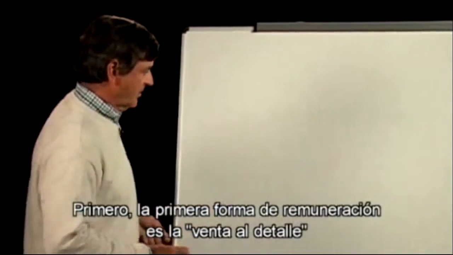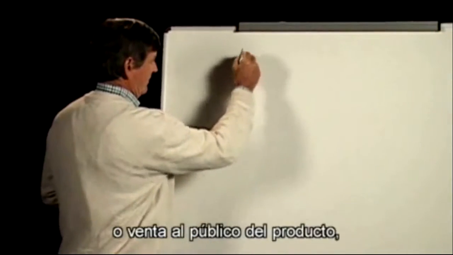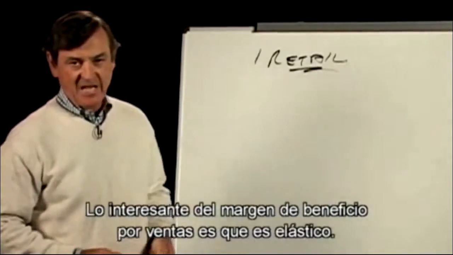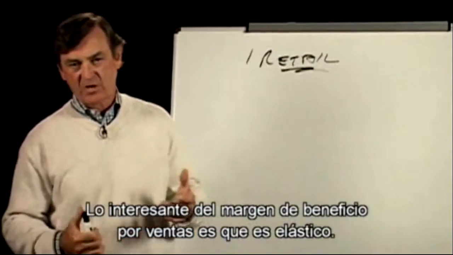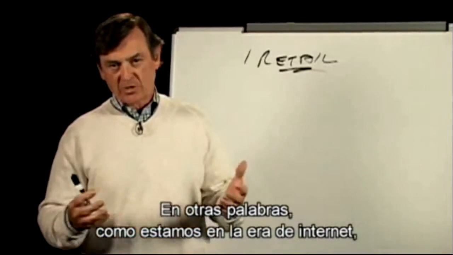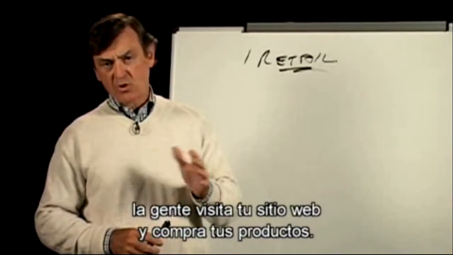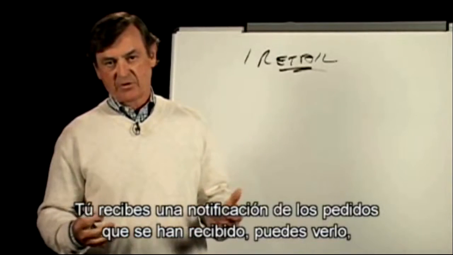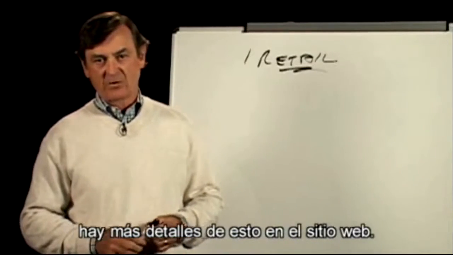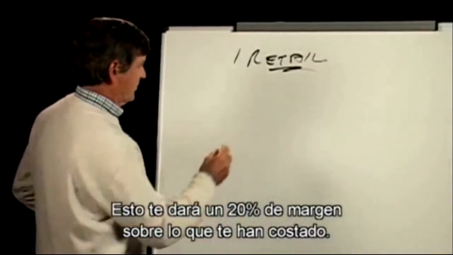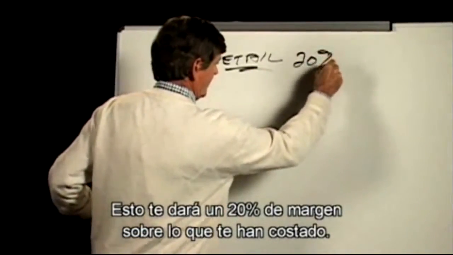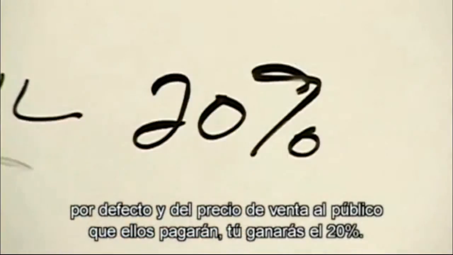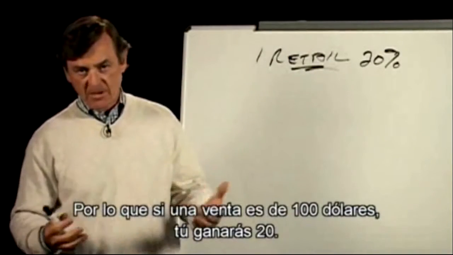First of all, the different areas of compensation start with retail. In other words, retailing the product itself. It's a retail profit margin. And what's interesting about the retail profit margin is it's somewhat elastic. Because we're certainly in the age of the internet, people will go to your website and they will order product. And you'll get a notification of when orders come in. You can actually see it. There's tremendous detail on the website. But that's going to give you a 20% markup to your cost. So if people go into the website, the default on what they'll be paying retail, you'll earn 20%. So if there's a $100 sale, you make $20.